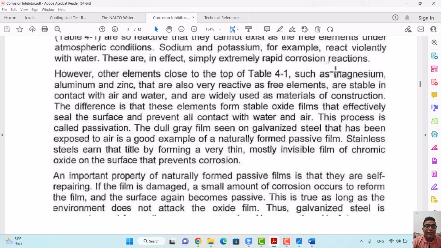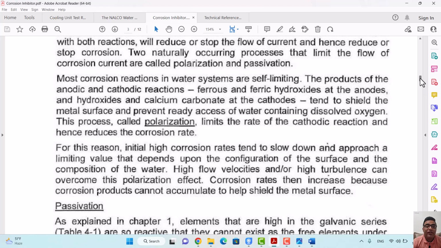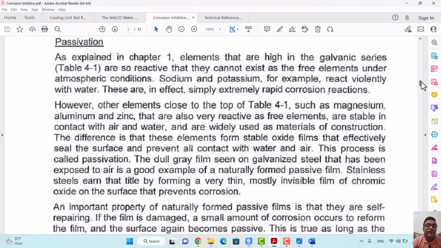when elements such as magnesium and aluminum and zinc are used, and of course they are stable in contact with air and water, they can seal the surface and prevent all contact with water and air. This process is called passivation. And for polarization, we said that the products of anodic and cathodic reactions such as ferrous and ferric hydroxides tend to shield the metal surface and prevent ready access of water containing dissolved oxygen. This process is called polarization, and we said that while polarization is self-limiting, passivation is self-repairing.